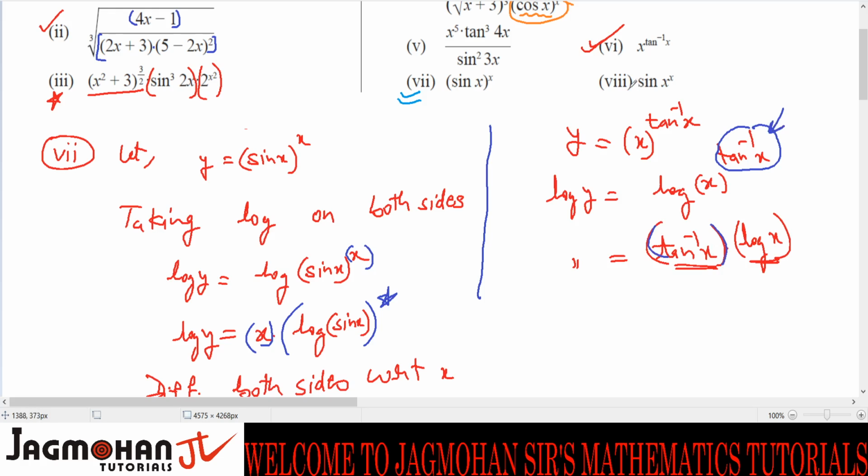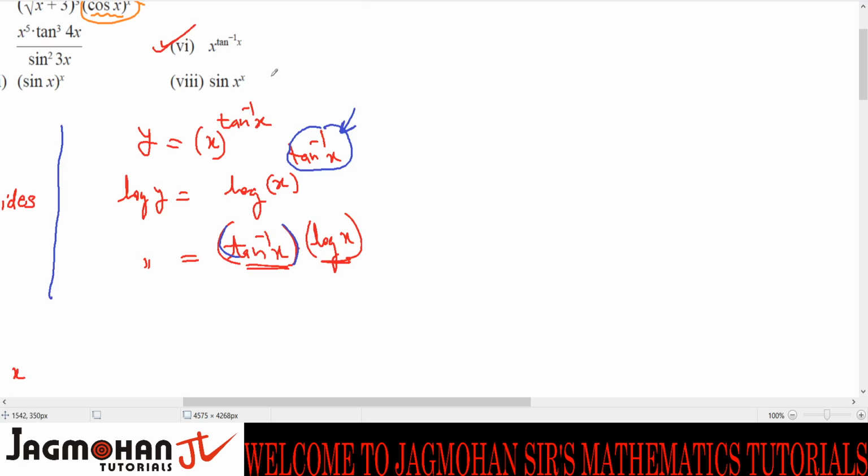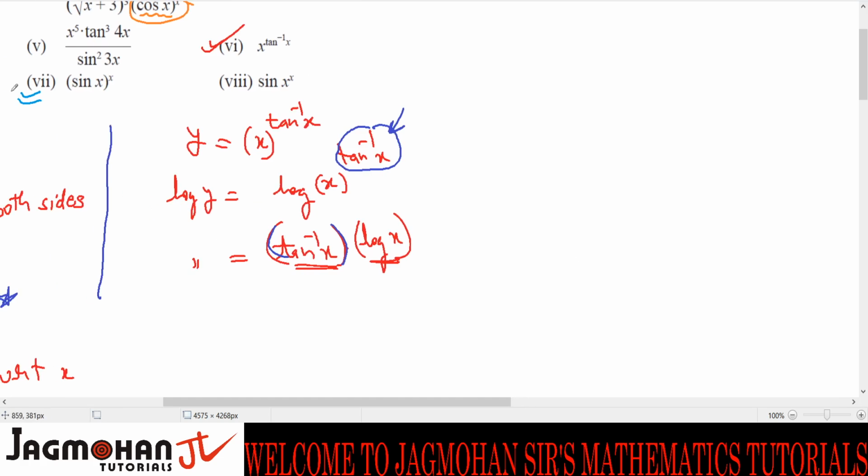Same way you will try solving the eighth problem. See, what is the eighth? The eighth one is sine of x raised to x. Okay, try to understand. In the seventh, you have x as the power of sine x. In the seventh, this x is the power of sine x, but here this x is not the power of sine x, it is the power of x. So what you will do, students? Okay, let me give you some hint.